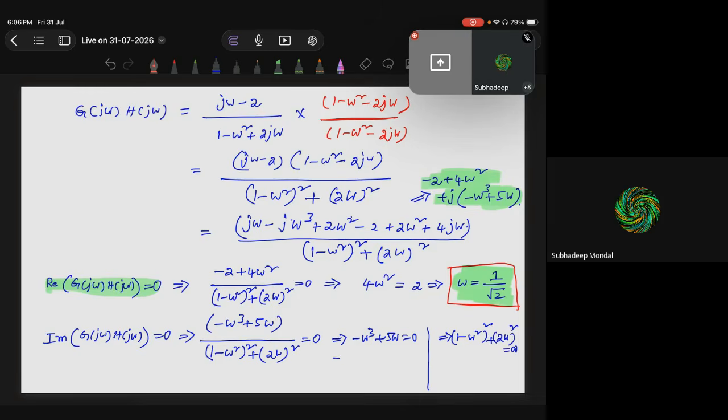From this, what is omega? Omega is equal to root 5. From this, what is omega? Omega is equal to infinity. Am I correct? Similarly, here also, when omega square whole square plus 2 omega square equal to infinity, that means omega is equal to infinity. So these are the four possibilities.